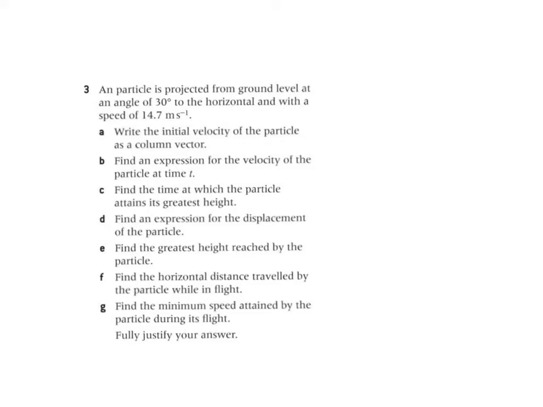In this problem, we're told that a particle is projected from ground level at an angle of 30 degrees to the horizontal with a speed of 14.7. Here's the ground, and it's sent up at a speed of 14.7. That means there is an x component and a y component, and so my velocity is comprised of the x and the y.